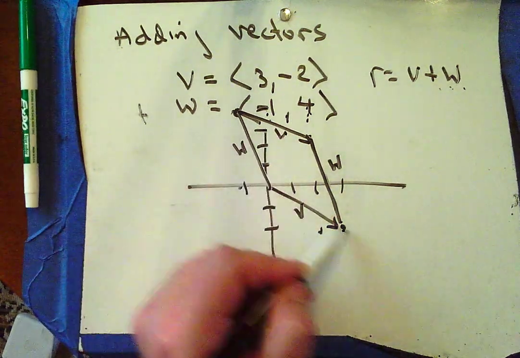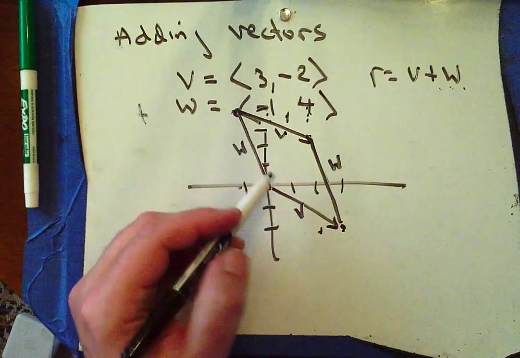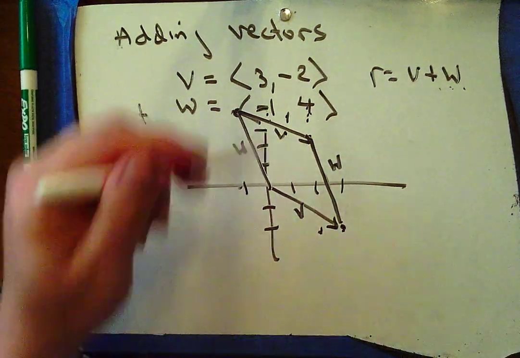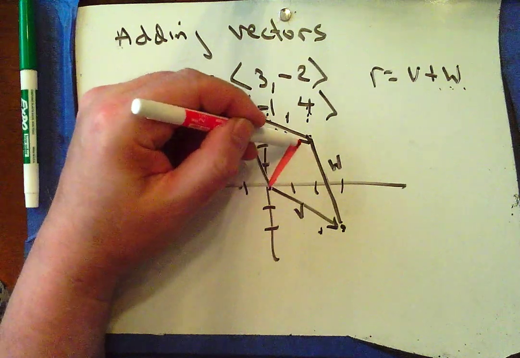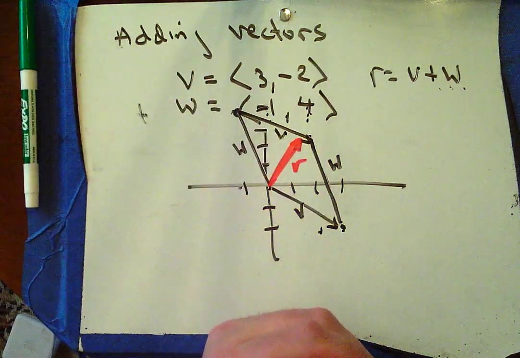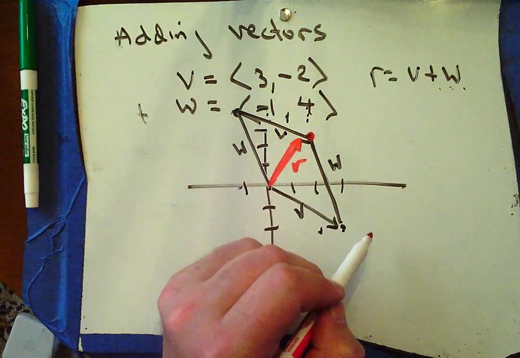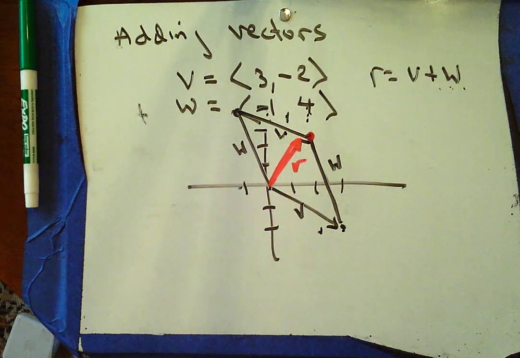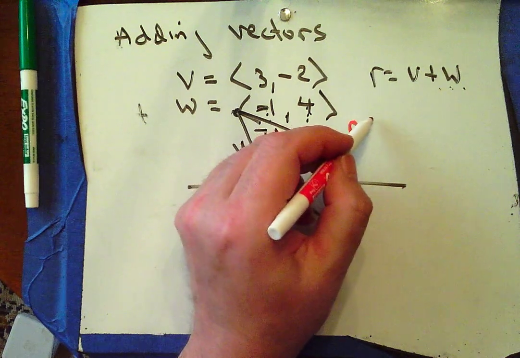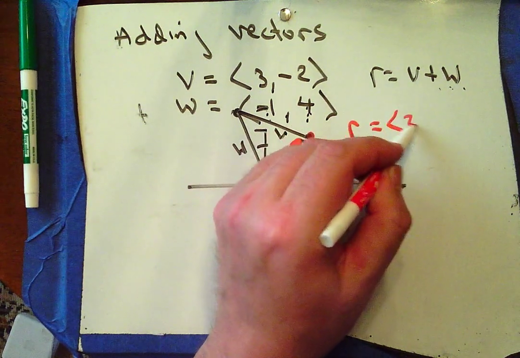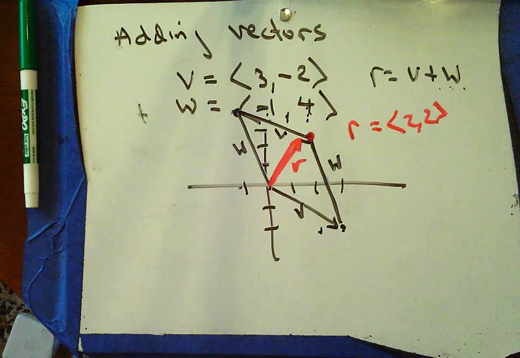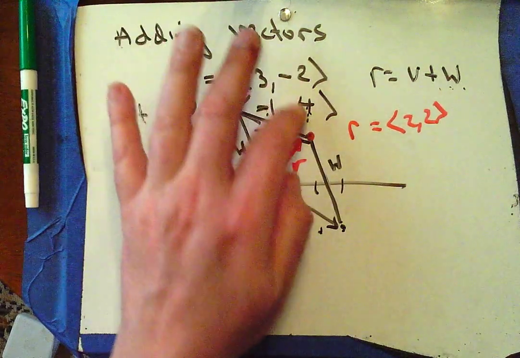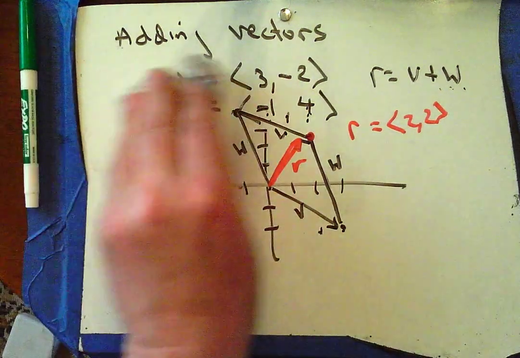Or we could do w, which goes left 1 and up 4, and then from there, we could go over 3 and down 2. And so we get there. And so either v plus w or w plus v. And we said in the last video that the resultant vector would be this one. This is our resultant vector. And notice where we end up. This is the point 2, 2. So we would describe r as being 2, 2. And we can get that either by reading it off our graph in this case, or simply by adding the x and y components together.